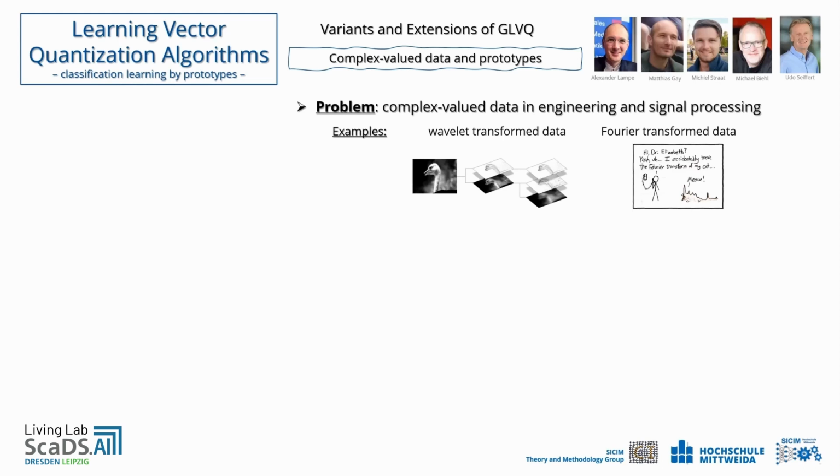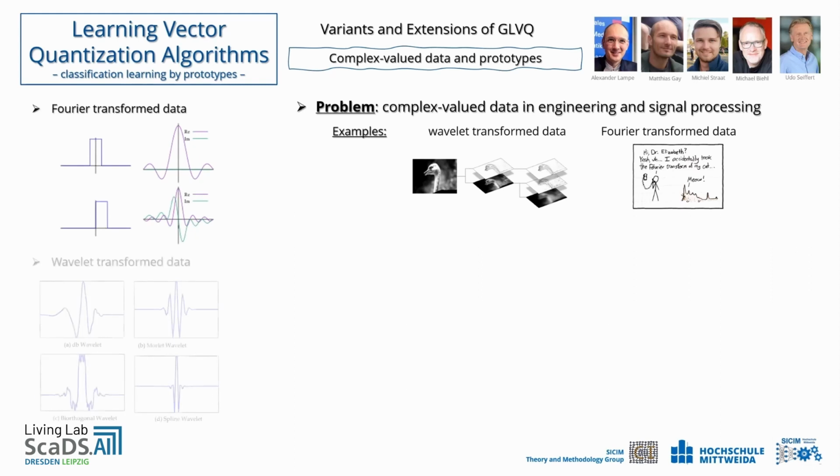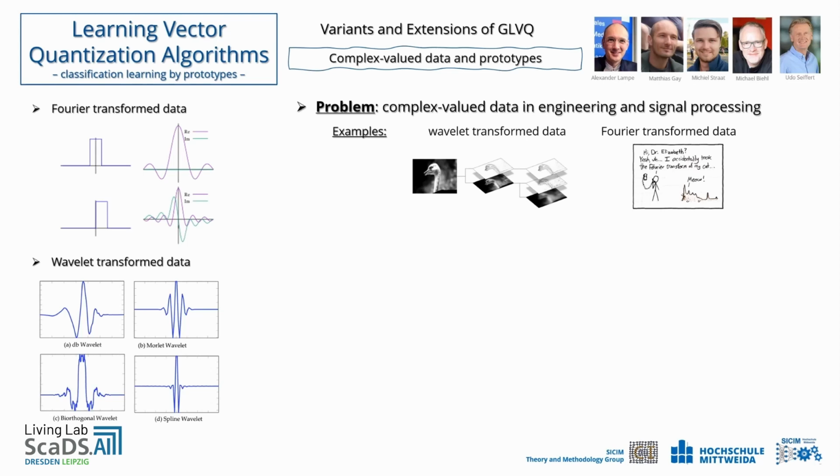In technical applications, complex-valued data frequently occur. So we have wavelet-transformed data or Fourier-transformed data. We want to apply these data and not take only the absolute value of them, so we have to deal with respective complex data vectors. And so we need a GLVQ with complex-valued prototypes.